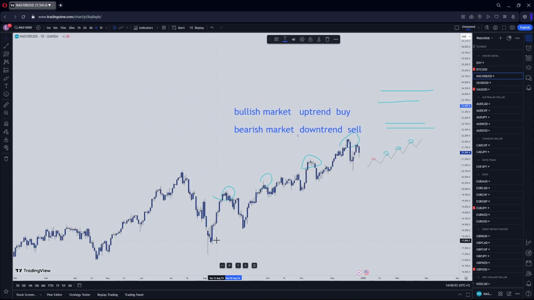So what does that mean? If you look at this point, like I said earlier, market is just making highs, highs, highs, highs, highs. This is giving us an indication that this move here is bullish and it is in an uptrend.